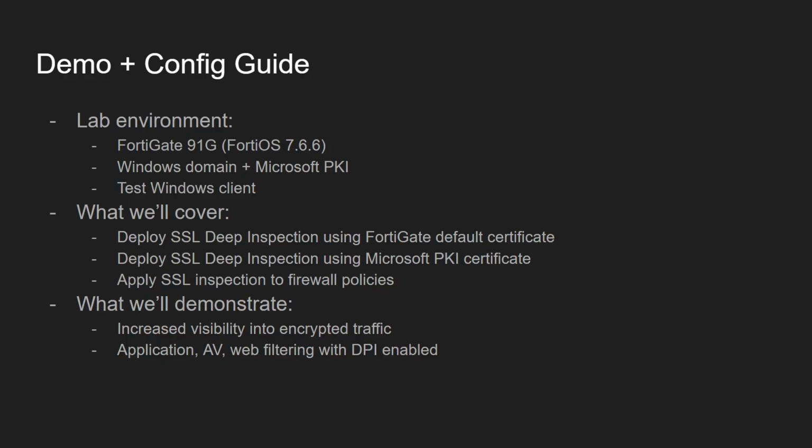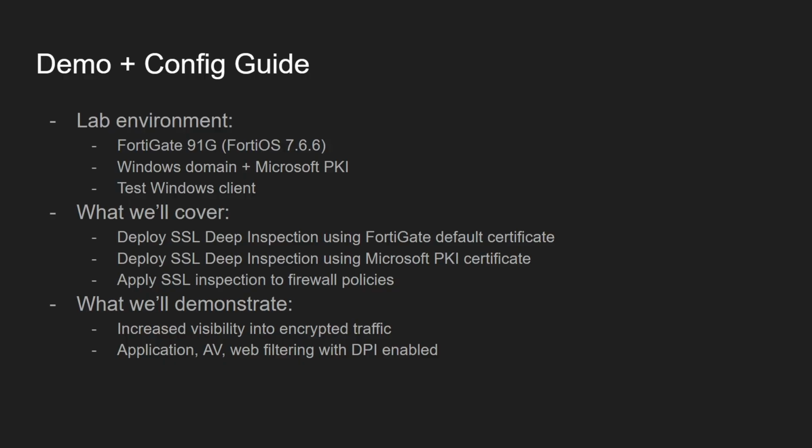What we're going to do here is walk through deploying SSL deep inspection step by step. We'll first use the FortiGate built-in certificate just to quickly enable it and show you the different features and what that allows us to do on the firewall. Then we'll hop into the Microsoft PKI environment and generate a certificate, which is more in line with how it would be done in a real production scenario.